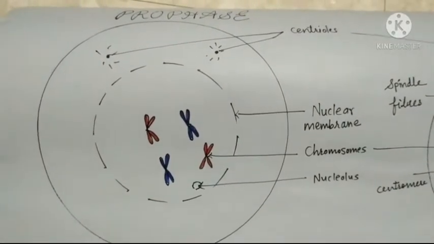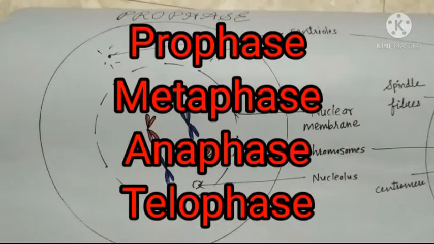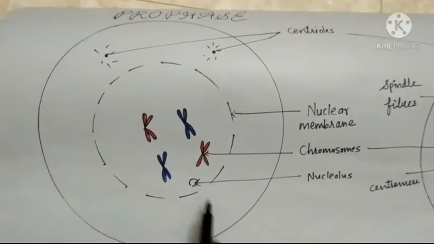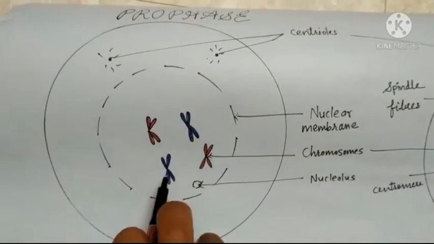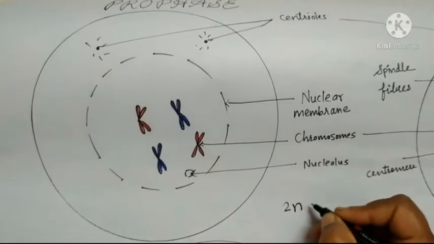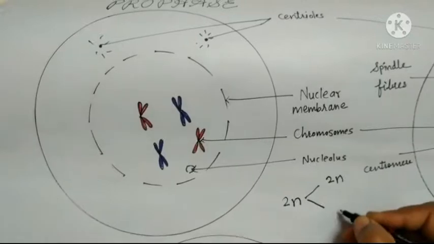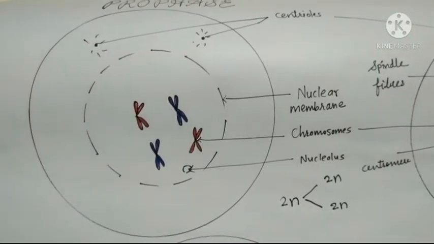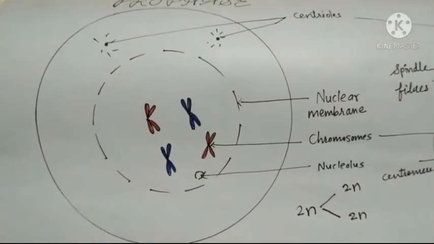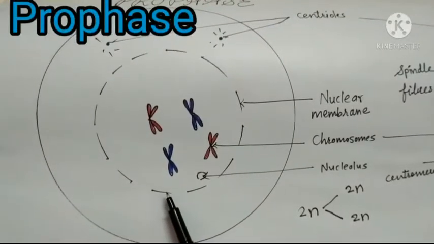Mitosis takes place in 4 stages: prophase, metaphase, anaphase and telophase. What is the peculiarity of mitosis? That is the number of chromosomes which are there in the nucleus. That is, suppose 2n number of chromosomes are there, then the cell gets divided into 2 cells which also have 2n number of chromosomes. So here you can see the first step, prophase, in which the cell is there and the nuclear membrane disappears.